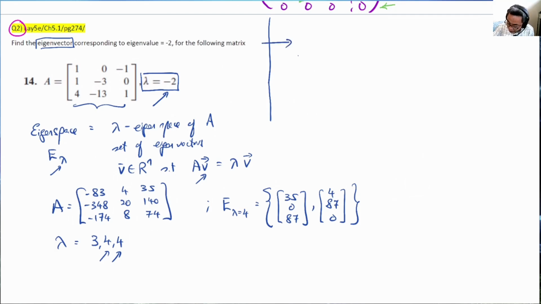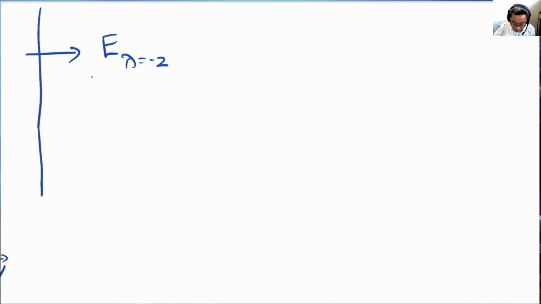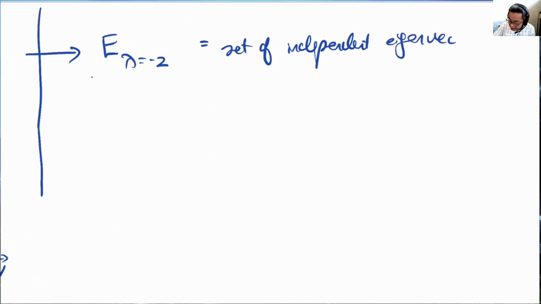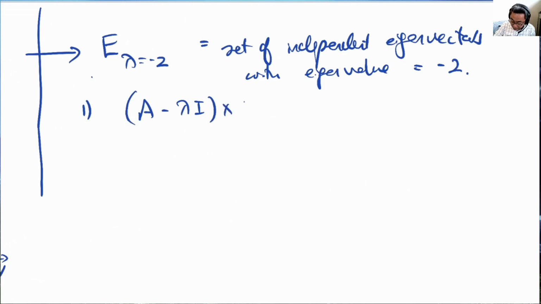Alright, now back to the question. We want to find E lambda equals minus 2, the eigenvector space of lambda equals minus 2. So let's write what we mean. It is the set of independent eigenvectors with eigenvalue equals minus 2. That's the definition of eigenspace E lambda equals minus 2. So to solve for that, what we are actually asked to find is A minus lambda I x equals 0. We are asking to solve for x, where x is not equal to the zero vector.